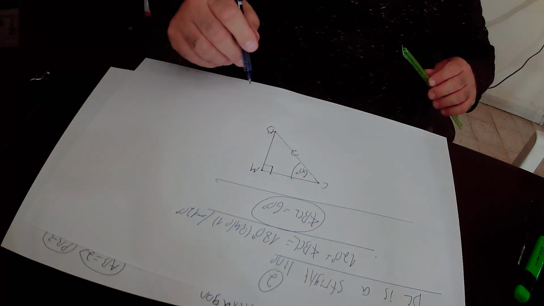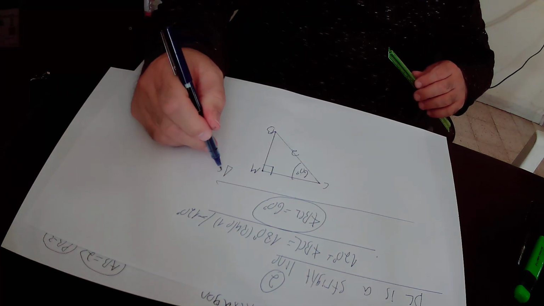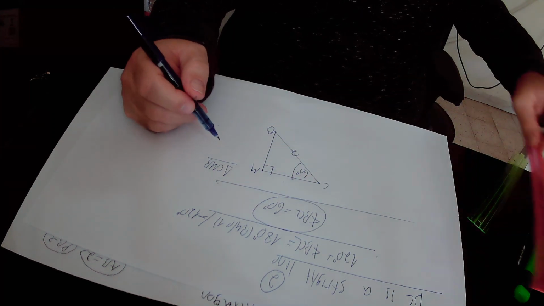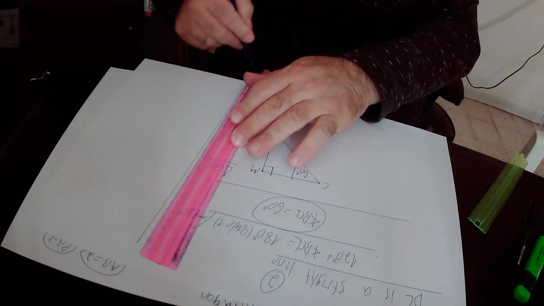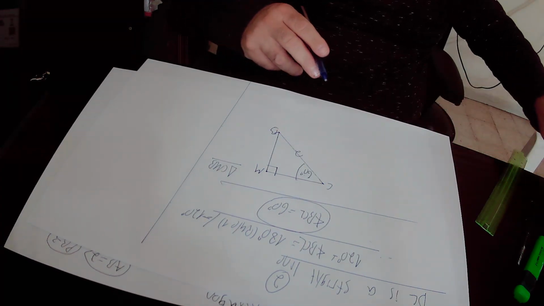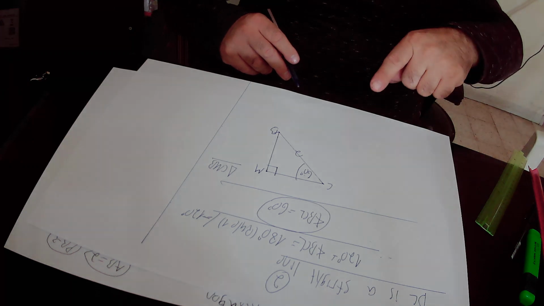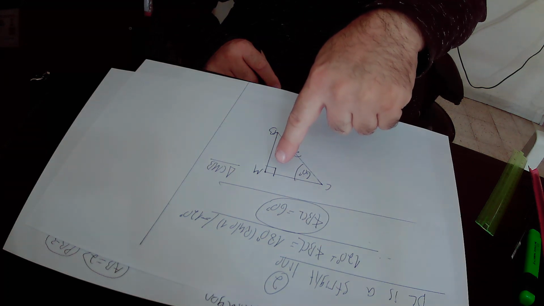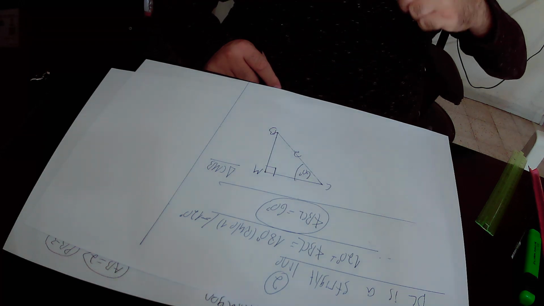So this is triangle CMB that I copied from the original drawing. Angle MCB equals 60 degrees according to rule number 1. Angle CMB equals 90 degrees according to our construction.